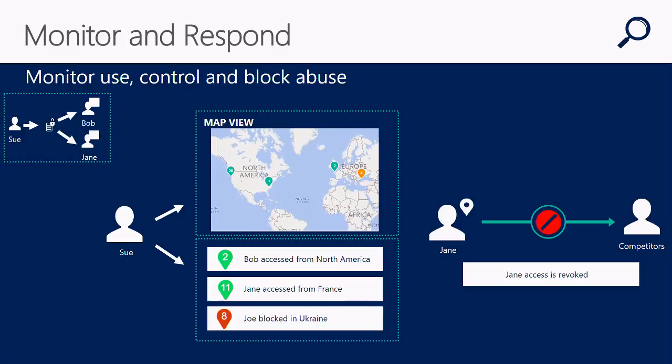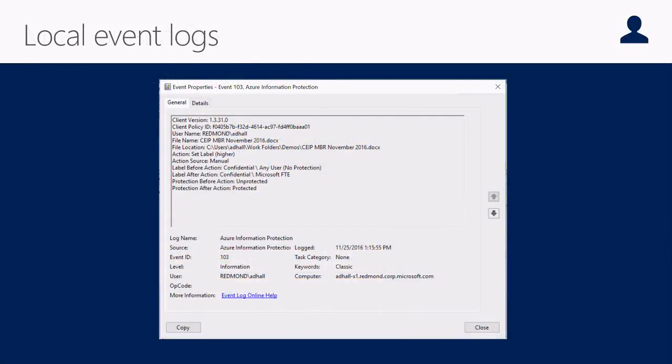But we can see that she's gone and forwarded this, and we can see that Joe in the Ukraine has tried to open it, and we can see that it's failed. So now we have the ability within that document tracking portal to hit a button that says revoke access. Jane no longer gets access anymore. Obviously, Joe never had access, but we have that ability to protect that data. Other capabilities around reporting.